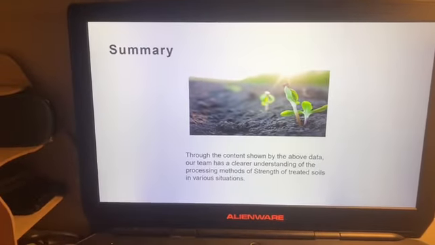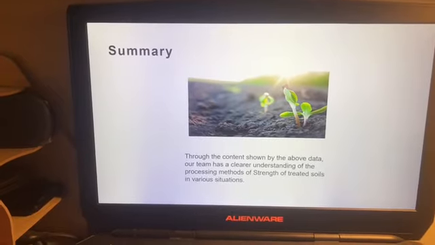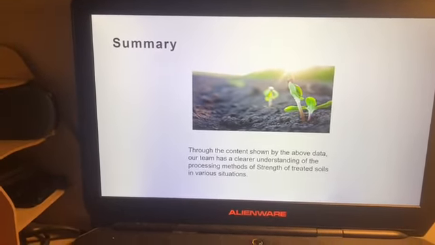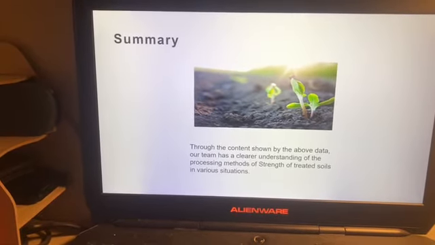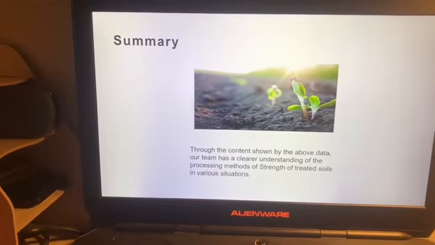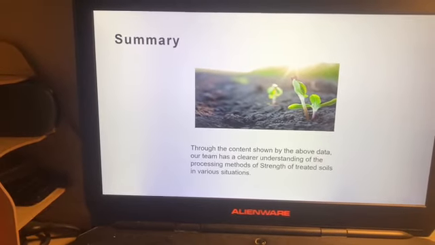Through the content shown by the above data, our team has a clearer understanding of the progressing method of strength of treated soils in various situations. Now I'd like to invite another member of our group to continue the following speech.